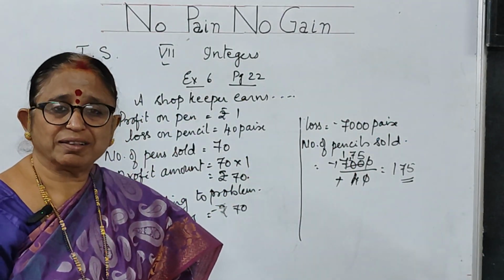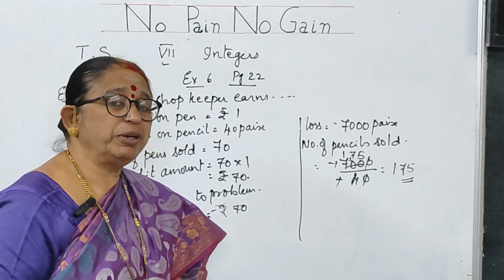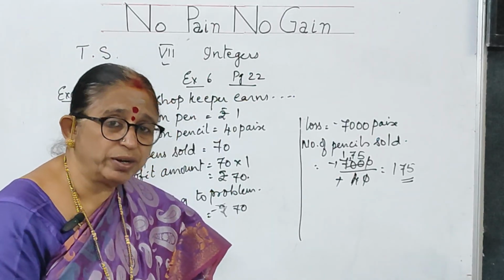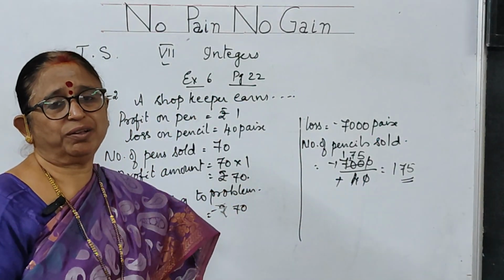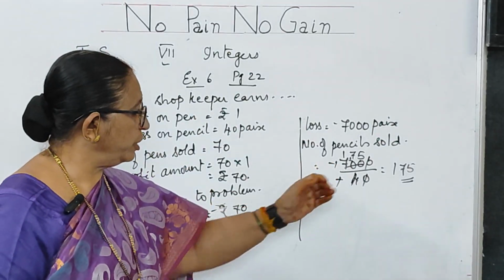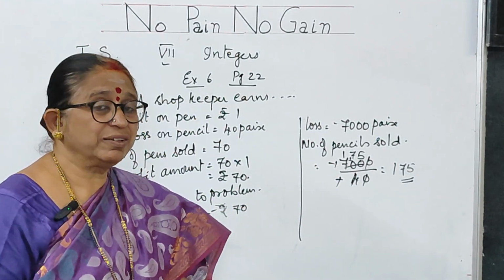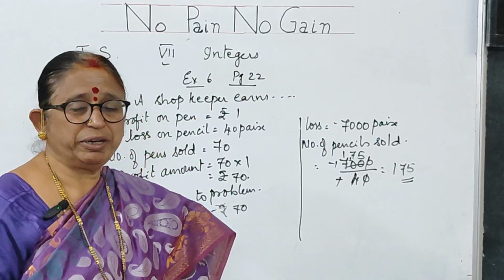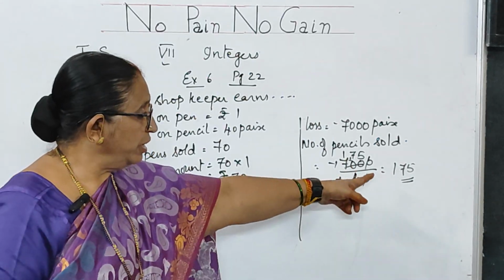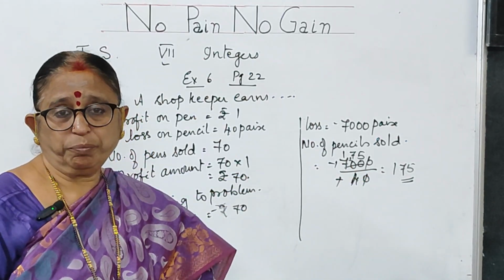Now, how many pencils has she sold? That 7,000 paise loss she will get, we are doing by dividing it by minus 40. Why? Because one pencil is giving 40 paise loss. So 175 pencils she has sold.